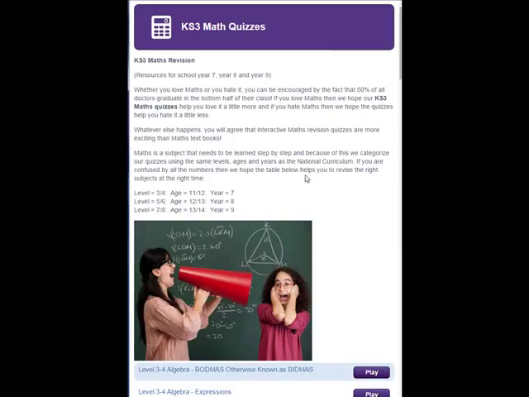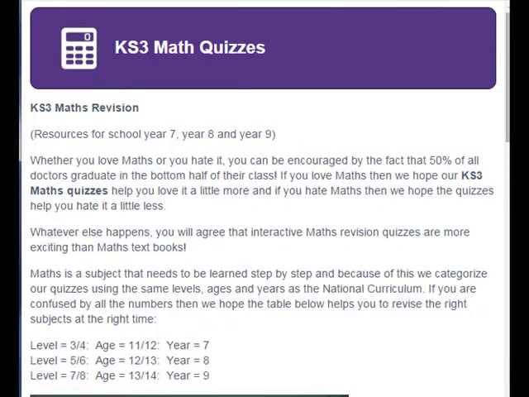So if you go ahead and tap on that, you have a quick introduction to what the quizzes are all about. The equivalent age that this is targeting is 11, 12 years old, who are probably in year 7 of their curriculum.